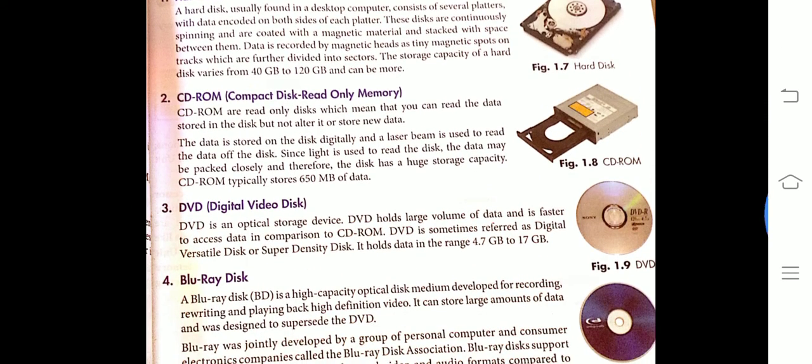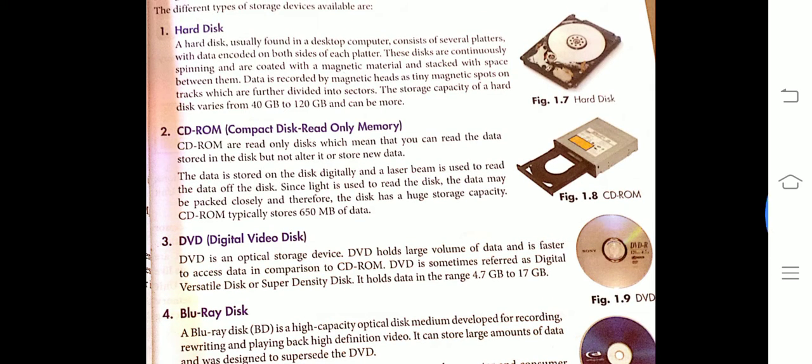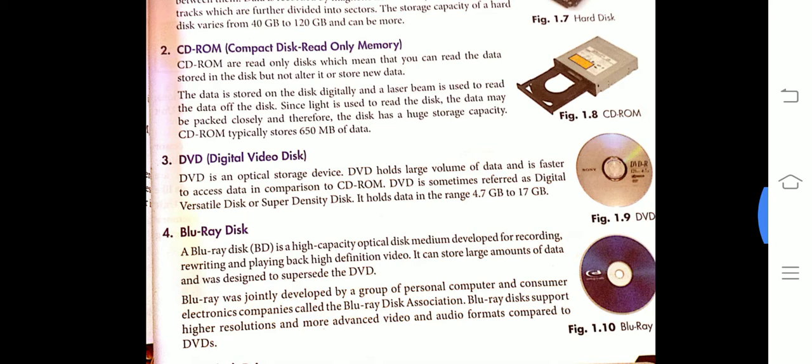So there are multiple hard disks provided by shopkeepers for the computer system. One hard disk can cost 3000 rupees or more. If we get a 500 GB hard disk, it will cost more, about 4000 or 3000. Okay, now CD-ROM and DVD-ROM.